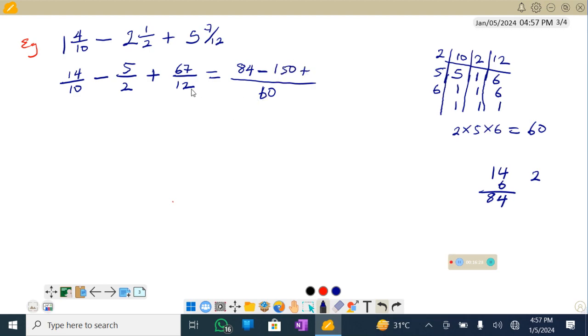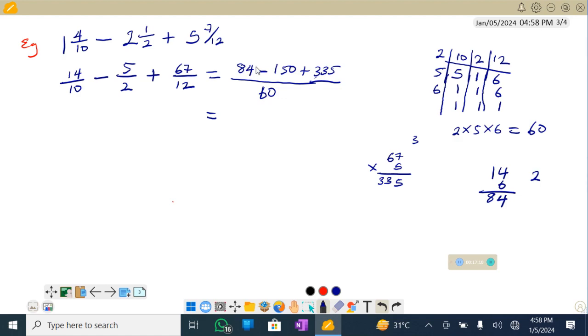plus 60 divided by 12. 60 divided by 12 will give you 5. Then 5 times 67. So we need to work that out. 67 times 5. 5 times 7, that will give you 35. So you write 5 and pick your 3. 5 times 6 will give you 30, plus 3, that will give you 33. So we have plus 335. Okay, so we need to work this out.